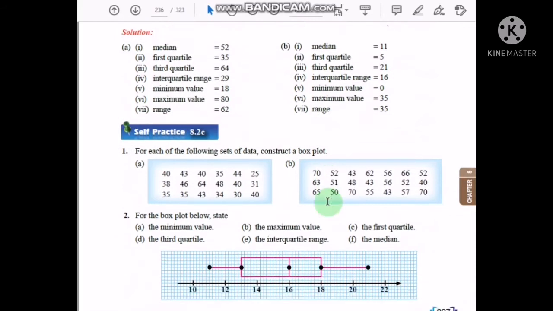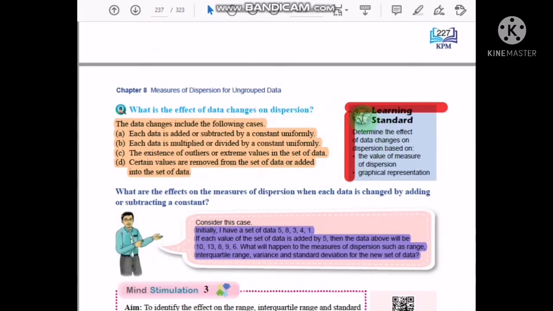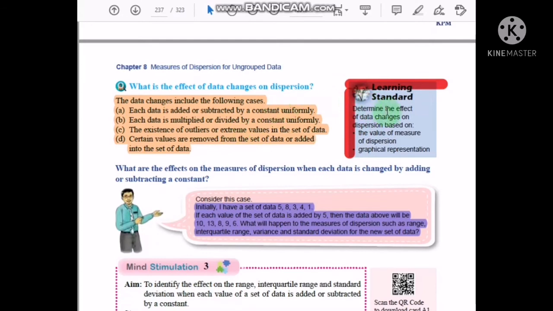Okay, let's look at our next learning objective. Our next learning objective is to determine the effect of data changes on dispersion based on the value of the measure of dispersion. And then the second one is graphical representation. So let's look at the highlight here.